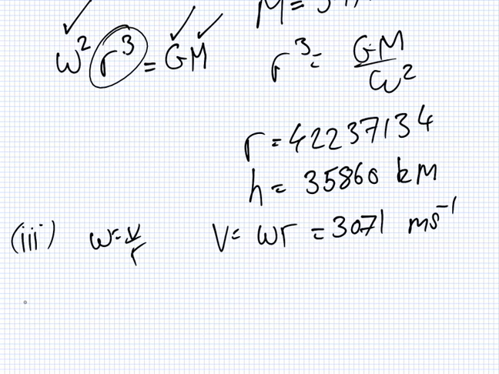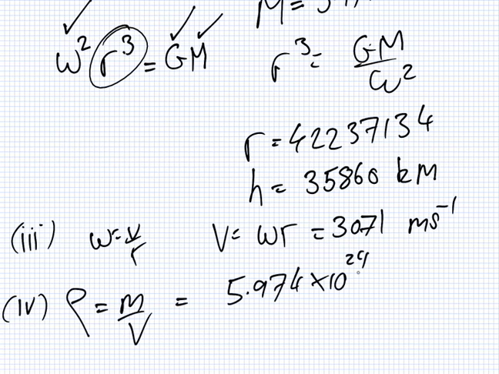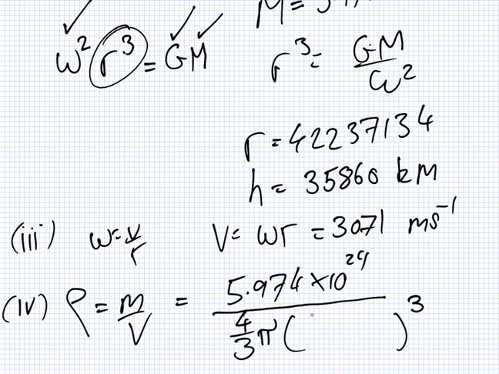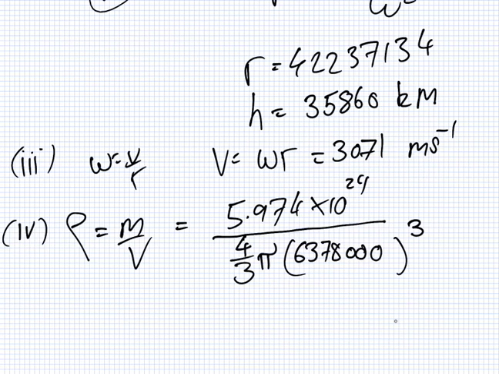Last part is, what is the density? What's the formula for density? Mass over volume. What's the mass? 5.974 times 10 to the 24 all over volume. And who remembers the formula for volume? It's 4 over 3 pi r cubed. And the radius of the Earth is 6378000. So I'll just type that into the calculator.